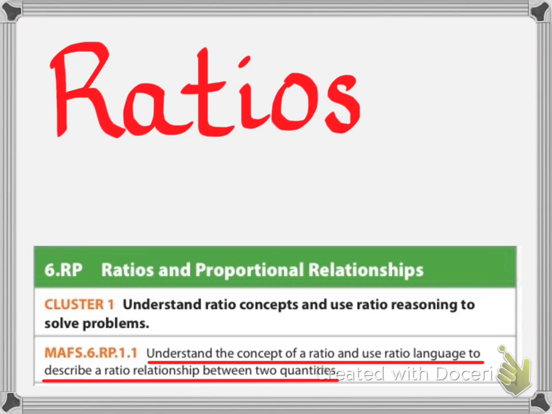The math standard that we will be covering today will be 6.RP.1.1, understand the concept of a ratio, and use ratio language to describe a ratio relationship between two quantities. I know that kind of sounds a little bit confusing right now, but I promise you this is one of the easier lessons that we're going to be doing.